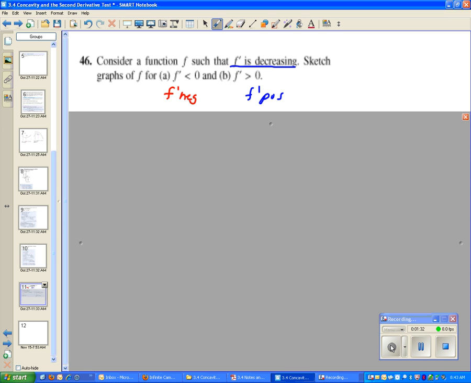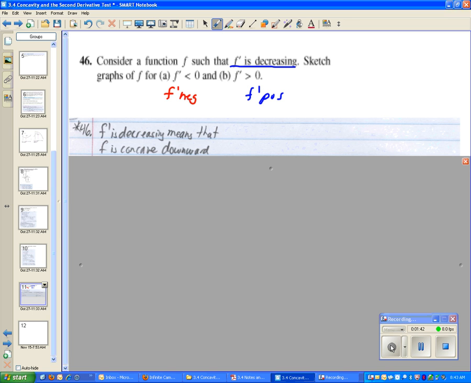So f double prime is negative, and I think probably more importantly for our graph on this, f is concave down. So first, I wrote that down because I need to know that, right? And that's for me working the problem as much as it is for whoever's grading it, is I got to realize, oh, okay, that means f is concave downward. Okay? So now we know our graph is concave downward.